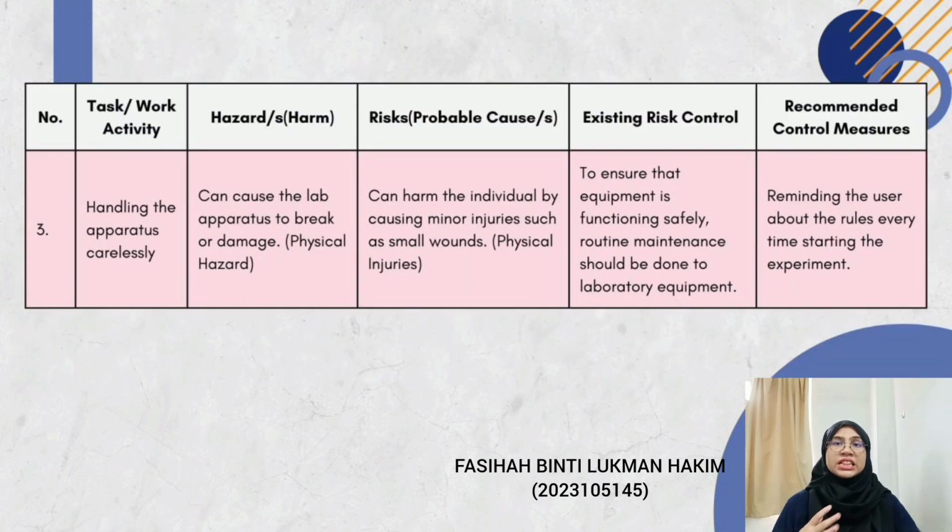Number 3. Handling the apparatus carelessly. It is a physical hazard as it can cause the lab apparatus to break or be damaged. The risk is it can harm the individual by causing minor injuries such as small wounds. The existing risk control is by ensuring that equipment is functioning safely. Routine maintenance should be done to laboratory equipment. And the recommended control measure is reminding the user about the rules every time before starting the experiment.